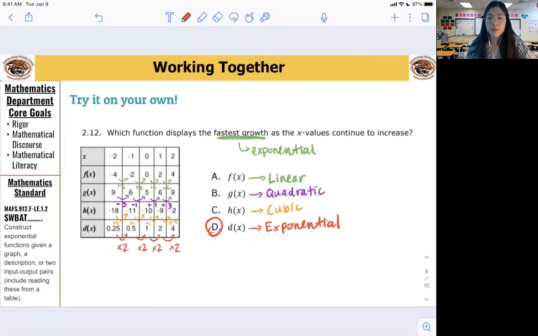So any questions on this one? What's the easiest way to determine between linear and exponential? Does anyone want to take that question? That's a very good question. So how do I tell the difference between something that's growing linearly versus exponentially?